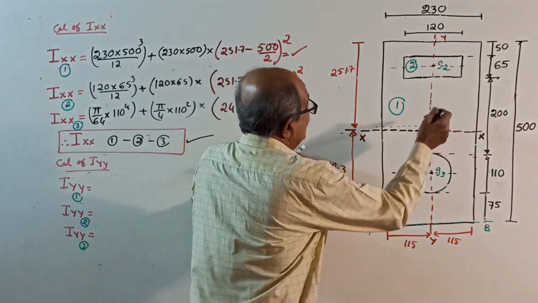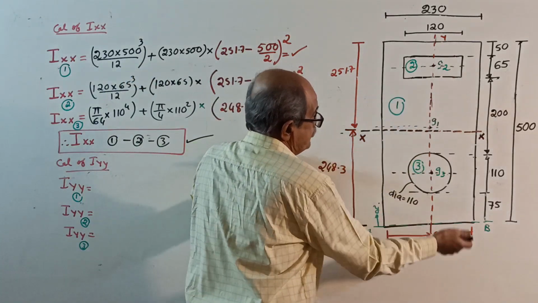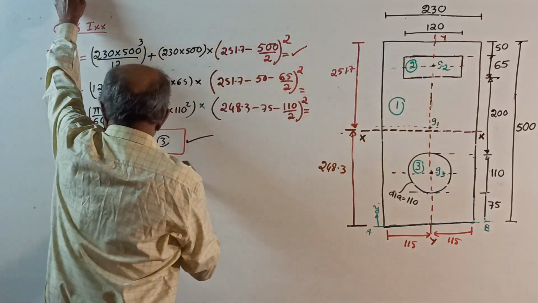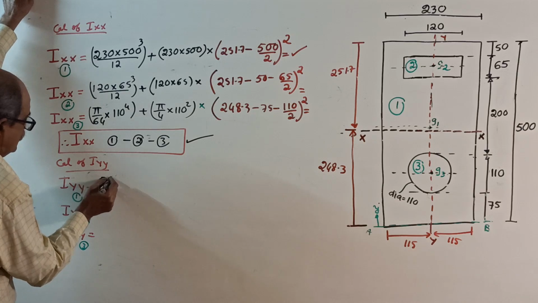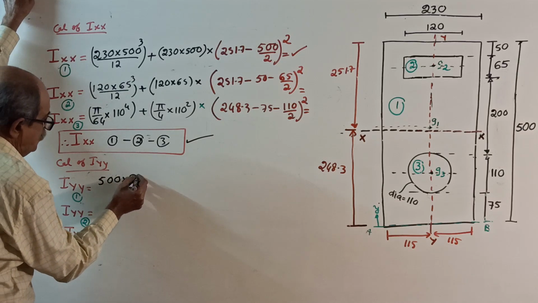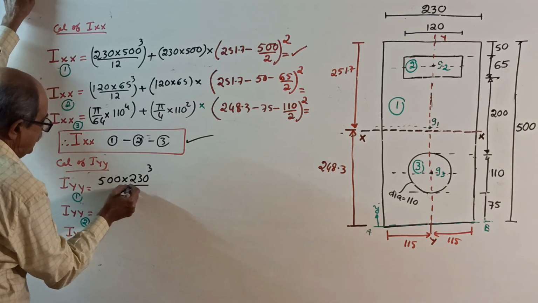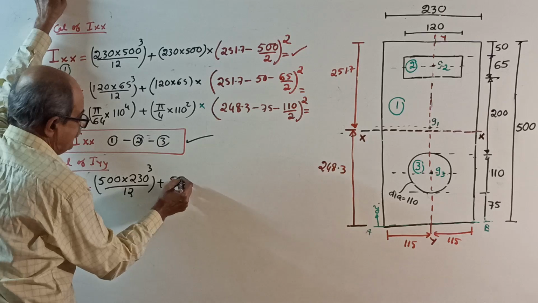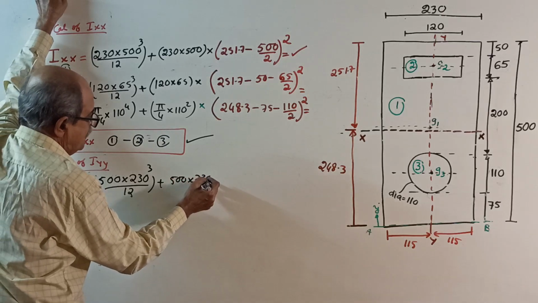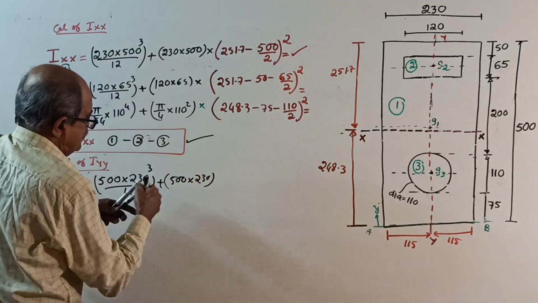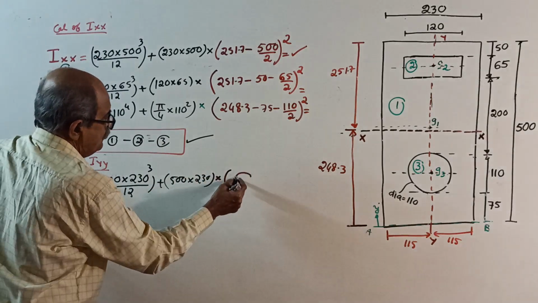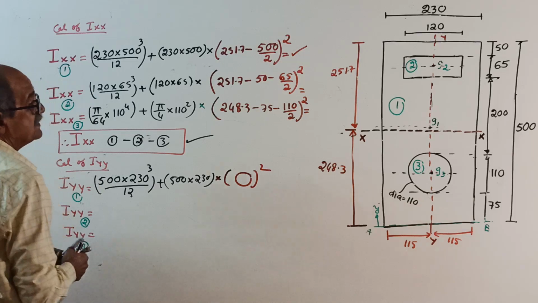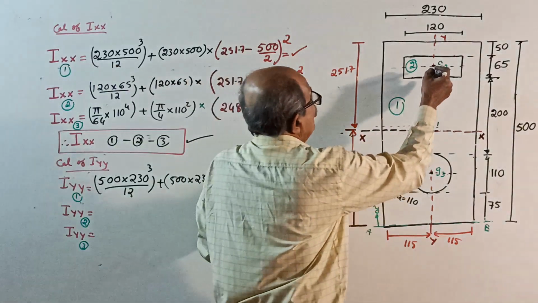First, I about its own centroidal axis: 500 into 230 cube divided by 12, Ig, plus, for formality's sake, 500 into 230, which is the area, into 0 square. Okay.